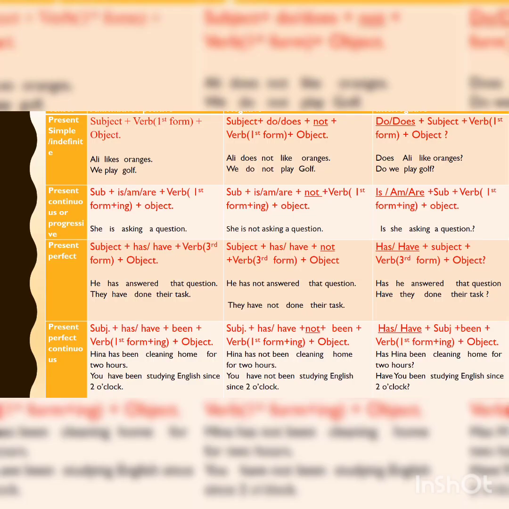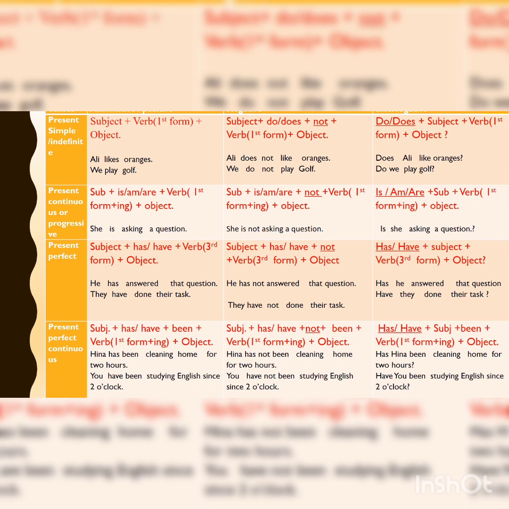The first one is the present tense. So here I discuss the present tense with all four aspects. The first one is the simple present tense. The structure of simple present tense in an affirmative sentence is subject plus first form of verb plus object, for example, Ali likes oranges, we play golf.